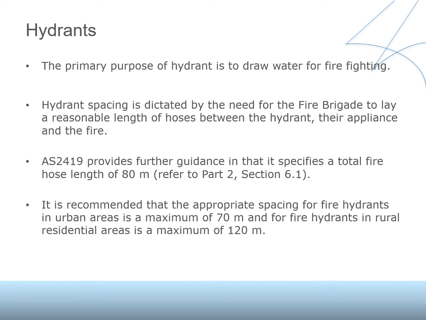So let's talk about the hydrant. The primary purpose of a hydrant is to draw water for firefighting. The spacing between the fire hydrants is specified by the council guidelines, and in urban areas the maximum spacing is about 70 meters, and in residential areas it can go up to 120 meters. But again, you need to look at the values given by the local councils.